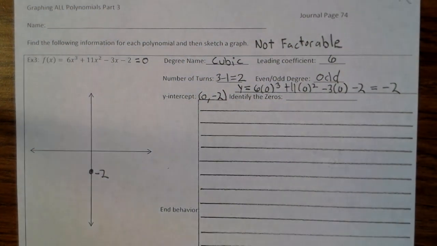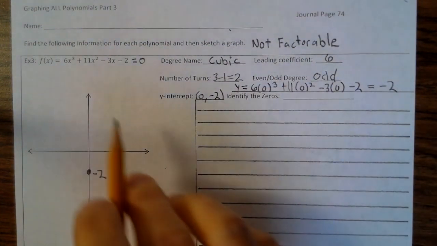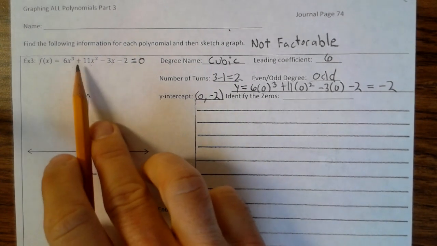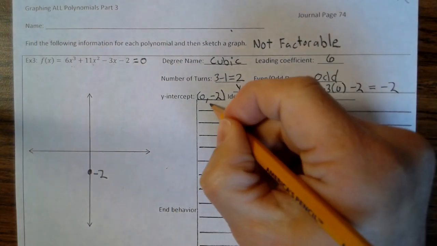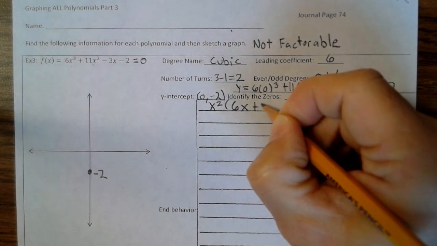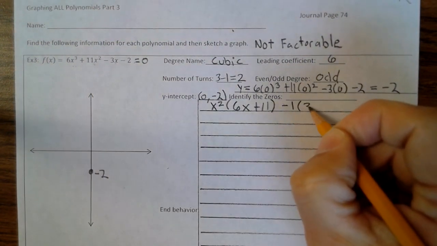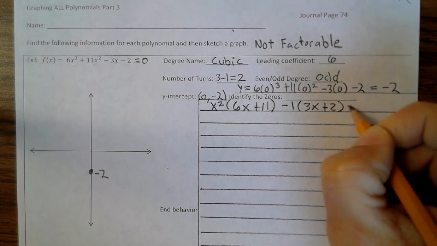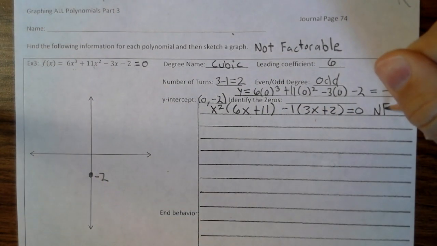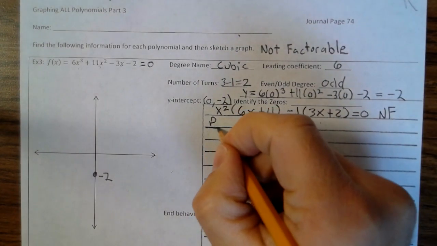Okay. Now, I'm going to show you that it's not factorable. We have 1, 2, 3, 4 terms, so we're factoring by grouping. The only thing you can factor from these two terms is x squared, which leaves 6x plus 11. And then the only thing you can factor from here is negative 1, which leaves 3x plus 2. You can see that these are not the same, so it's not factorable. When it's not factorable, now you need to do p divided by q.